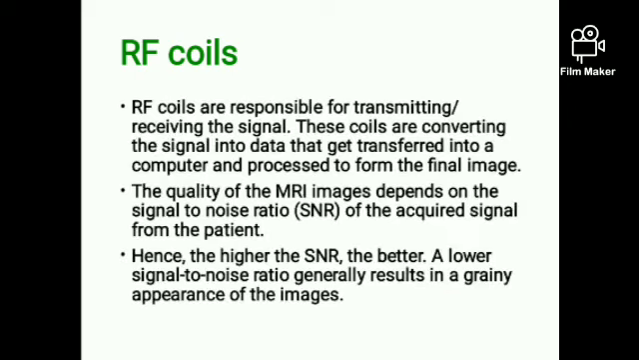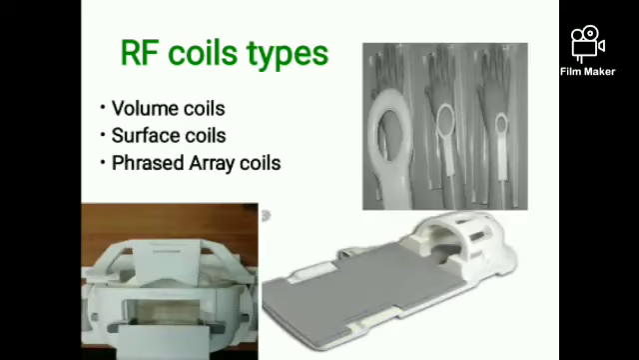Next, our RF coils are of three types. One is volume coil, another one is surface coil, and the third one is phased array coil. Though phased array coils are part of our surface coil also. So you can see this is the volume coil, this is the surface coil, and this is the phased array coil.